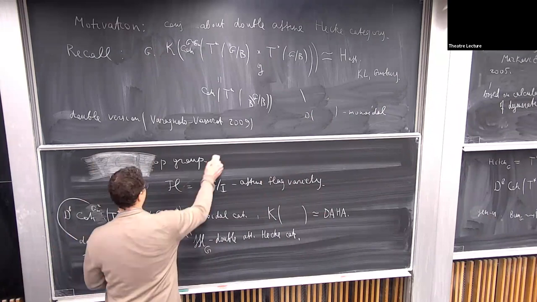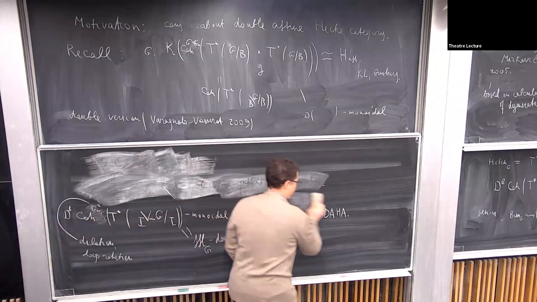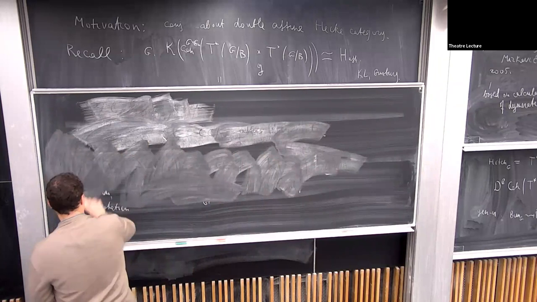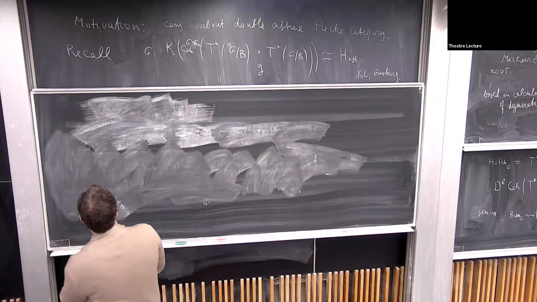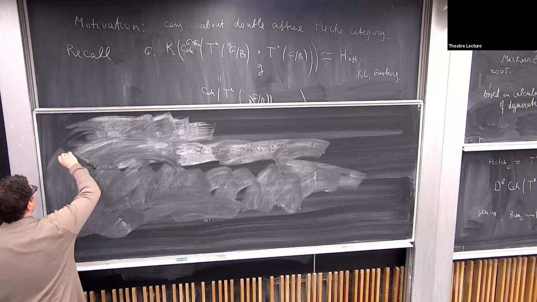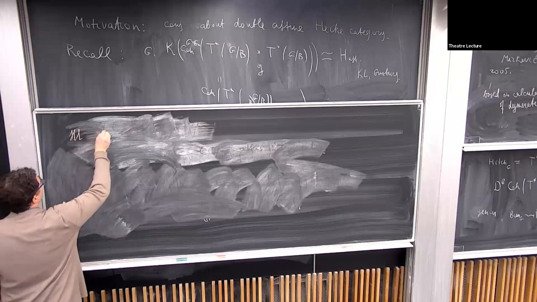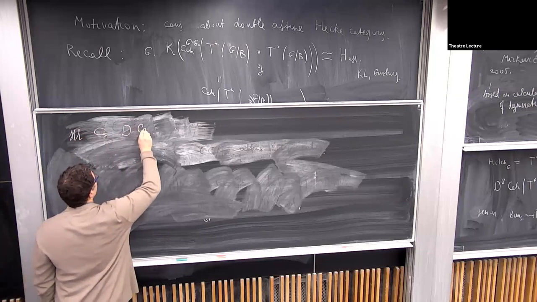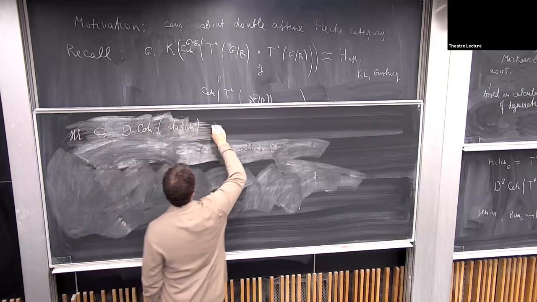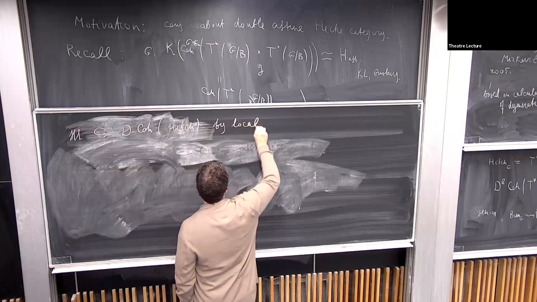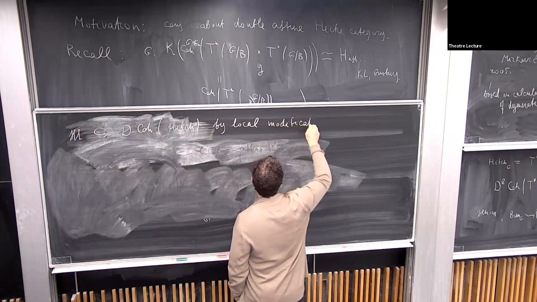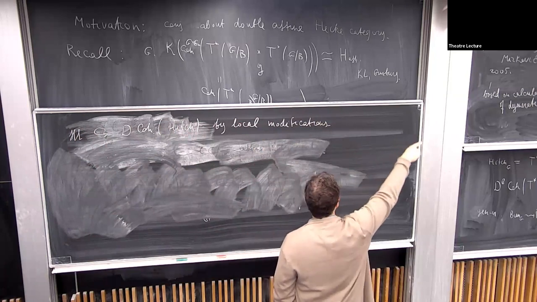Typically, H on X one, by local functors, local modifications, just like Hecke functors on D-modules. And so this equivalence should be complete.